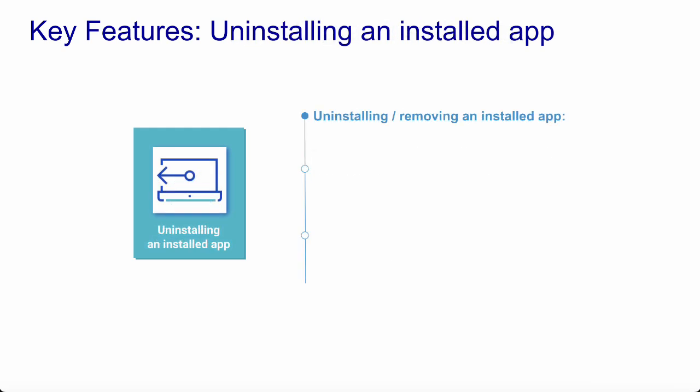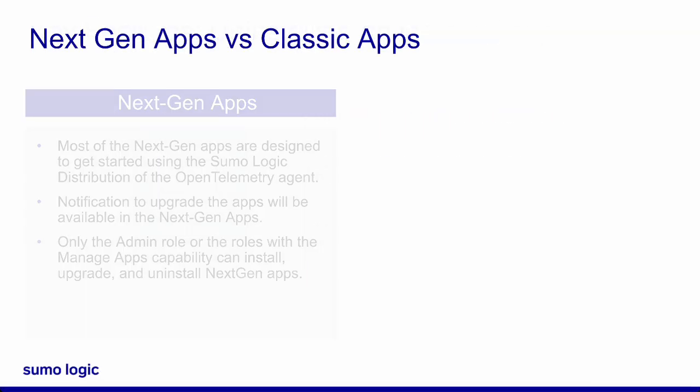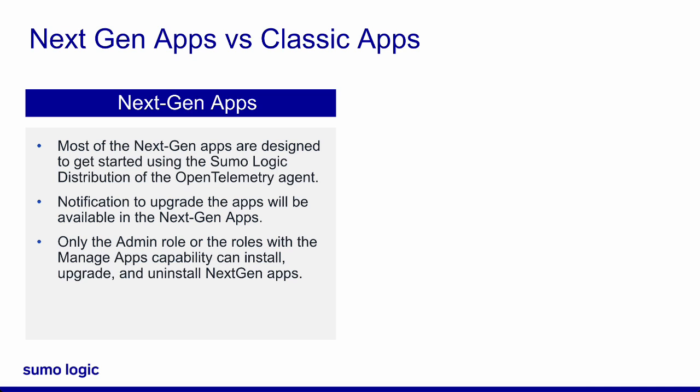Uninstalling or removing an installed app. Installed apps can be uninstalled and removed through the app catalog, making it easy to clean up apps you no longer use. Additional filter options make it easy to find your installed or upgradable apps. Though there are NextGen apps that use installed collectors or hosted sources, most of the NextGen apps are designed to help you get started using the Sumo Logic distribution of the OpenTelemetry agent.